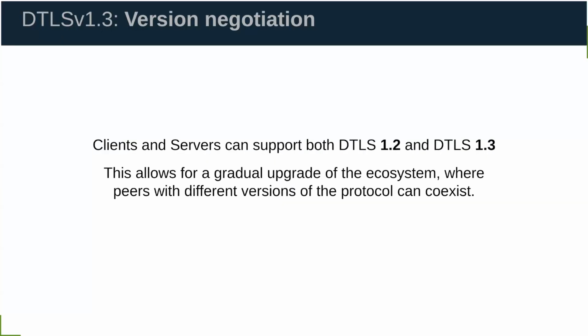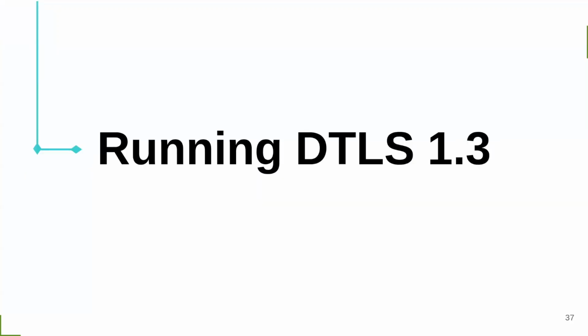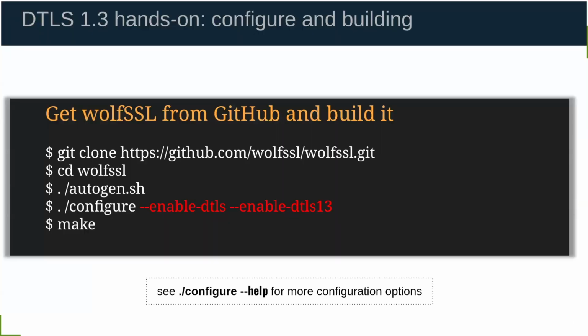Now that we have all of this information about DTLS, let's see how we can run DTLS using wolfSSL. First of all, wolfSSL is an open source library, it's on GitHub, you can just download it and build it. These are very basic commands. Many of you are familiar with this kind of command. You can clone the wolfSSL repo. You can start with the autogen script. It's just a small script to update the autotools files, and then you can do configure and make, the typical commands.